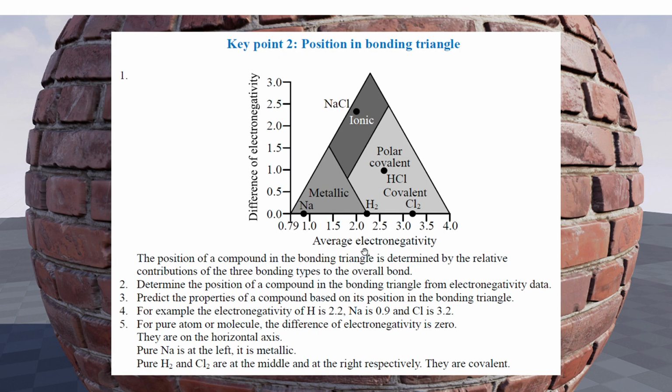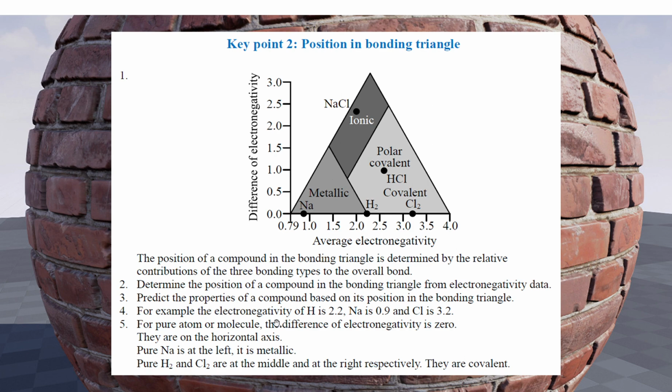For example, the position of a compound in the bonding triangle is determined by the relative contribution of the three bonding types to the bond. First, you have to determine the position of a compound from the electronegativity data, and then from the position, you will have to predict its property, whether it is metallic bond, ionic bond, polar covalent, or covalent.